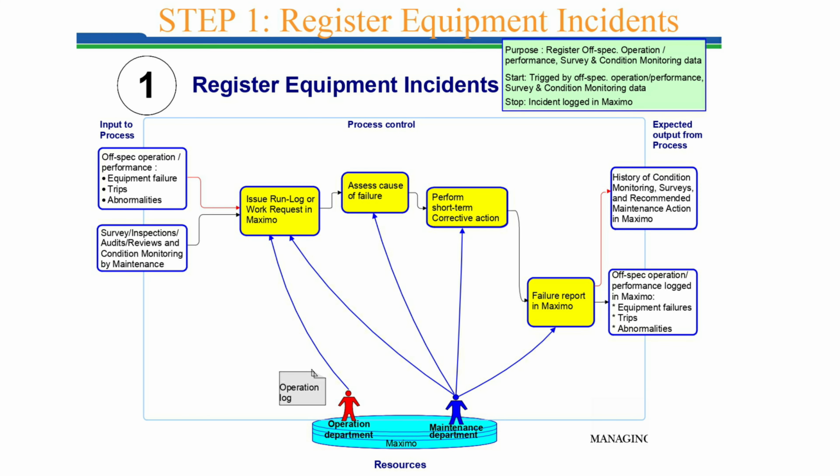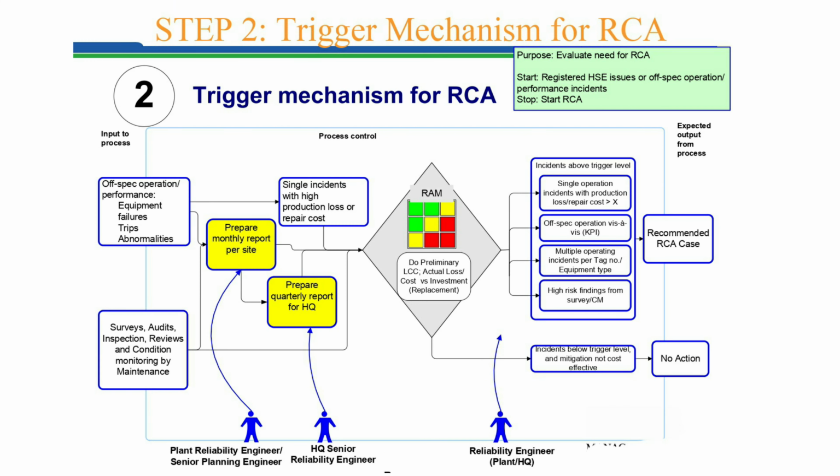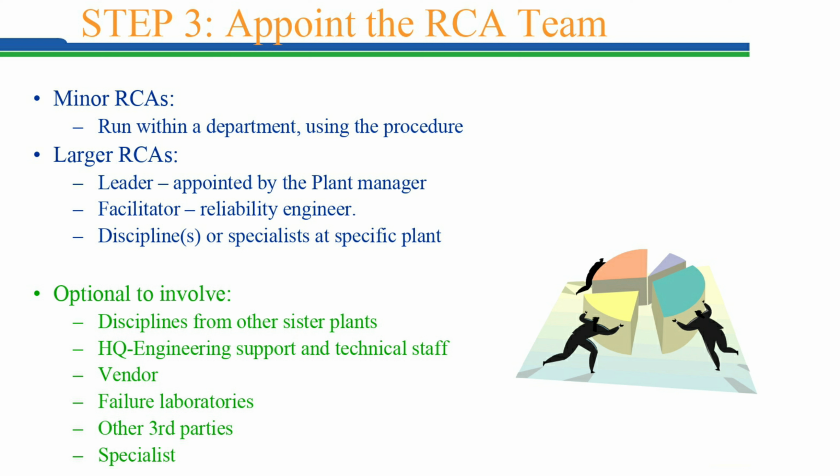Step 1, register equipment incidents. Step 2, trigger mechanism for RCA. Step 3, appoint the RCA team. Minor RCAs run within a department using the procedure. Larger RCAs: leader appointed by the plant manager, facilitator, reliability engineer.